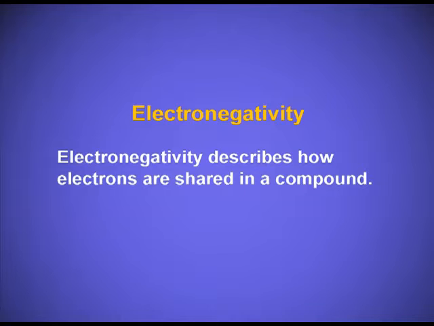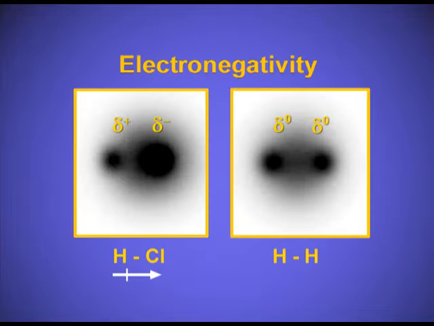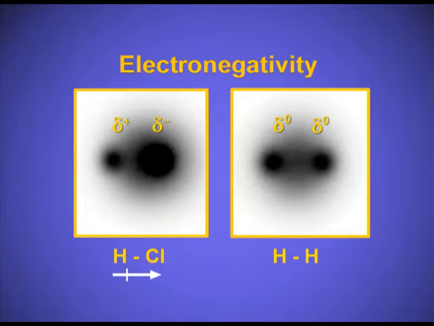Electronegativity describes how electrons are shared in a compound. You can see from the picture HCl. The bond is between hydrogen and chlorine. Chlorine is more electronegative as compared to hydrogen. So, the shared electron cloud is shifted more towards chlorine, and chlorine acquires a slight or partial negative charge and hydrogen acquires a partial positive charge.